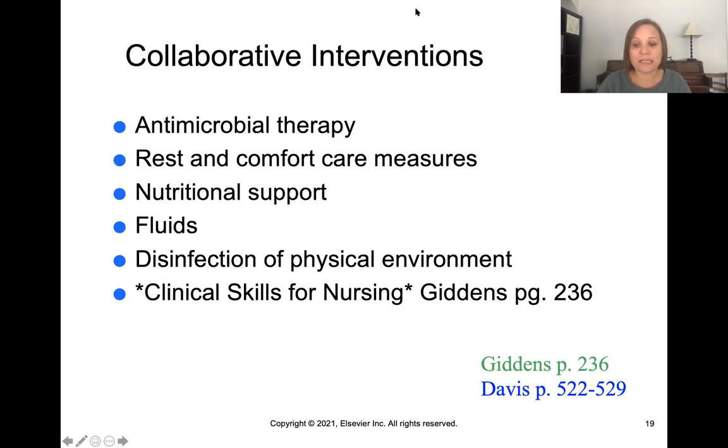I want you to take a look at Giddens, page 236 with me. So we talked about these collaborative interventions and how all the different interprofessional members of the healthcare team all work together on that plan of care for a patient. But on 236 of Giddens, this is what we own. This is what we do as nurses. And so that includes hand hygiene, personal protective equipment, using all of those PPE that you learned so carefully in nursing lab this semester. You putting the patients on proper isolation precautions. So you have to know the route of transmission to make sure your patient is on the proper isolation to keep them safe and keep everyone else safe by having them on proper isolation.